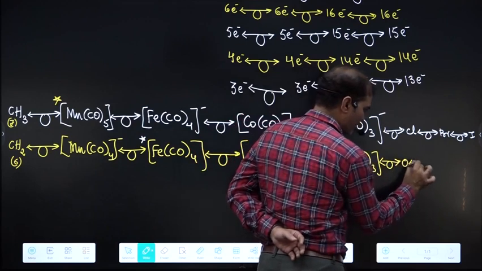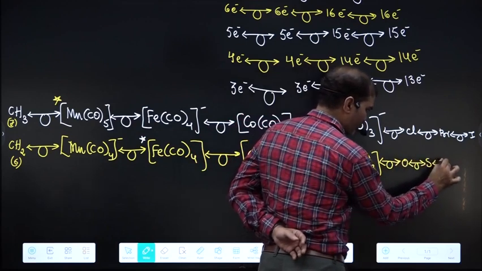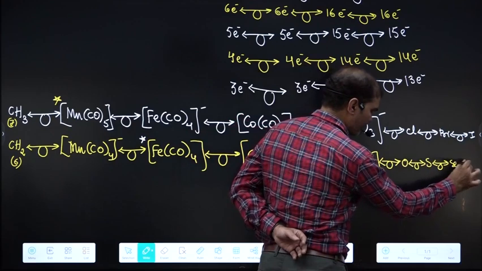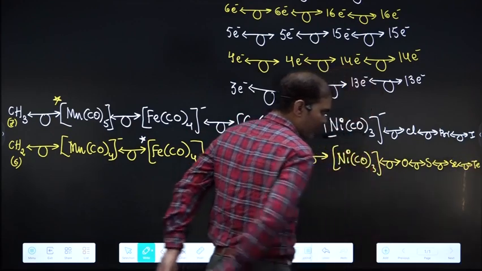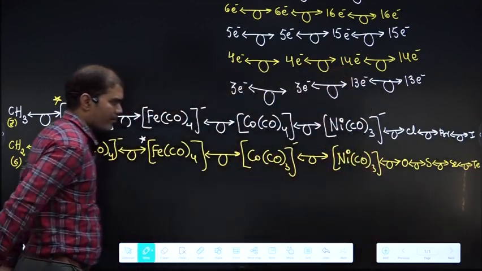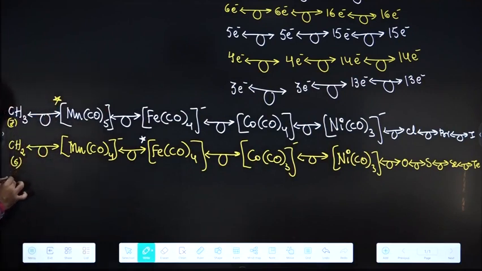oxygen, sulfur, selenium, tellurium. Don't take polonium because polonium is radioactive. Next, one more example we'll take.